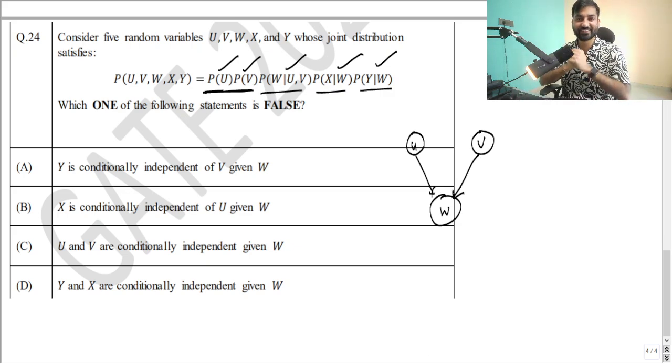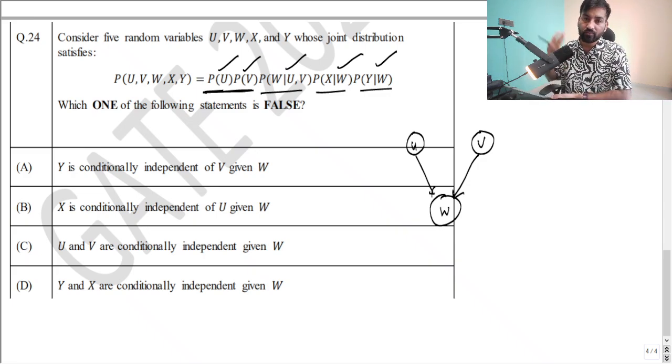I hope this makes sense. So probability of W given that U and V, so you can say U and V have already occurred, right? Those random variables have already come. So 5 random variables are there, so there will be 5 nodes. Remember that whenever you are drawing a Bayesian network.